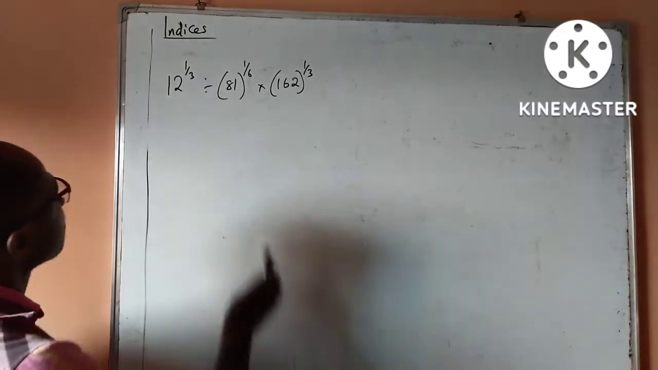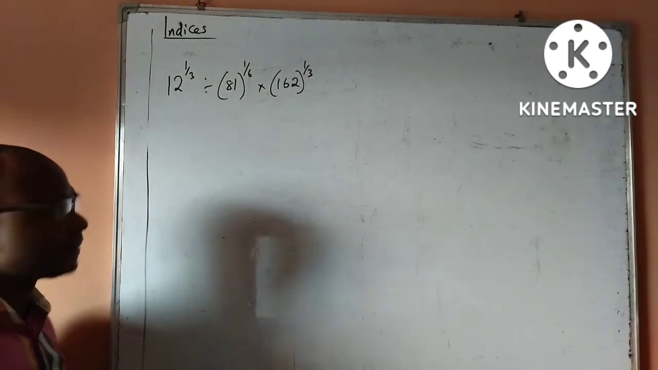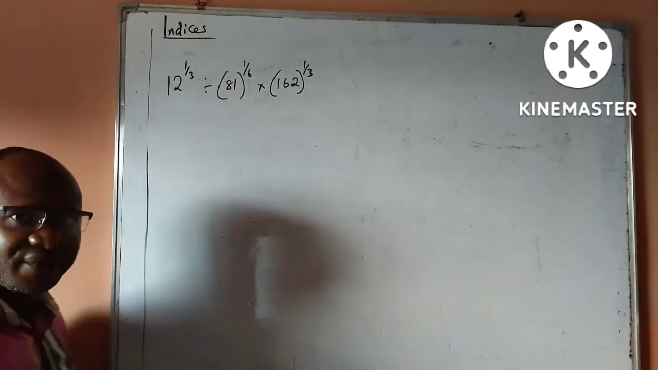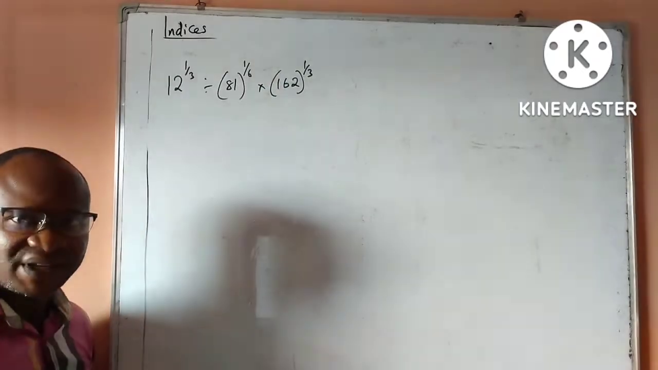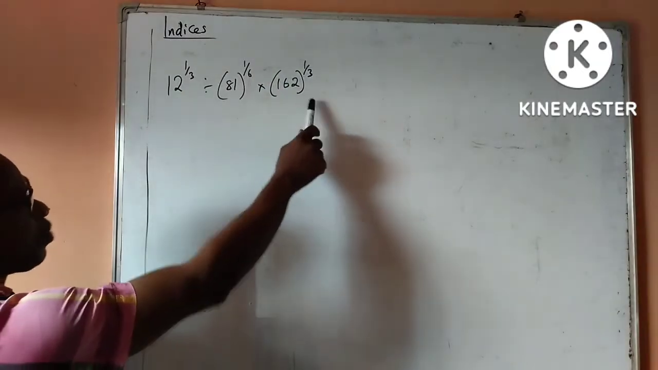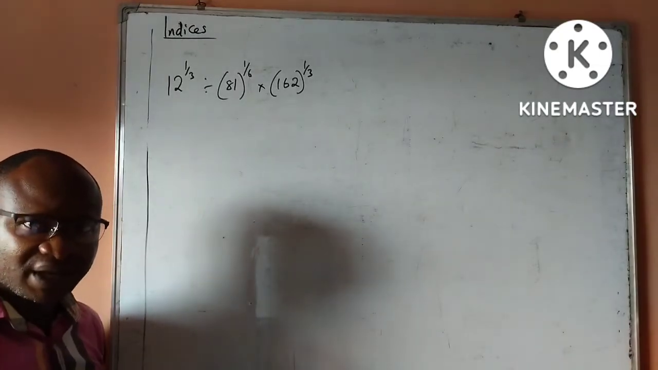Today, I have a question on the board that I want us to solve. The topic is indices, and the question proper: 12 raised to power 1/3 divided by 81 raised to power 1/6, then multiplied by 162, all raised to power 1/3.